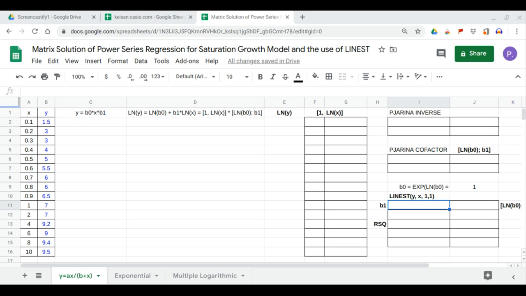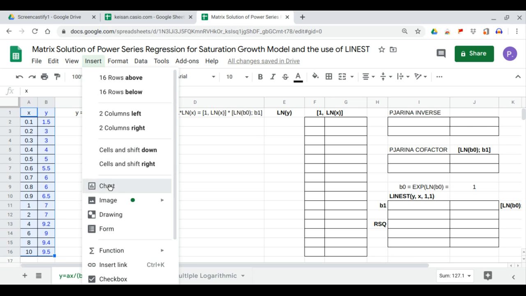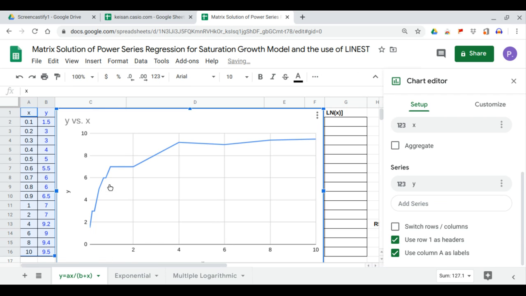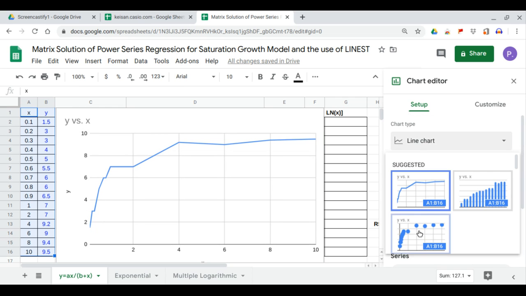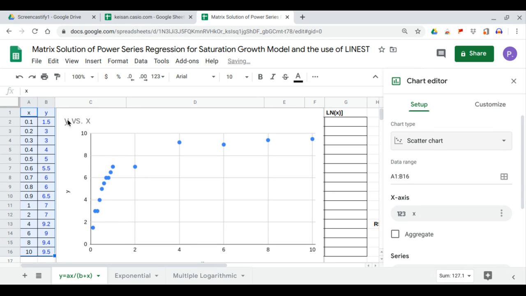Hello, in this video we will use matrix solution of power series regression for a saturation growth model. That data set makes up the saturation growth model where the values are approaching closer to 10.